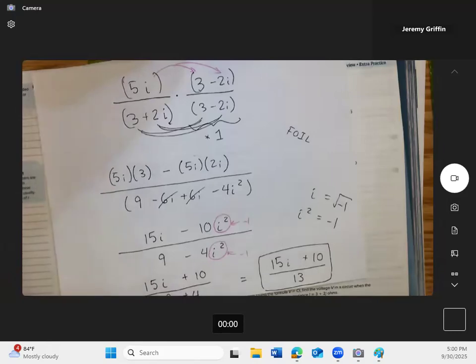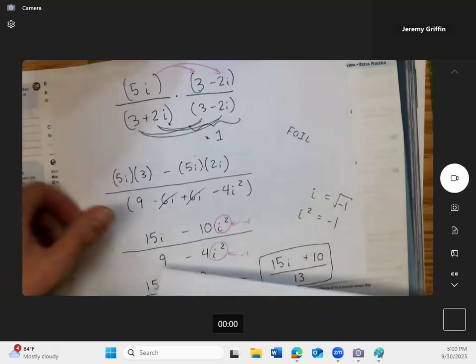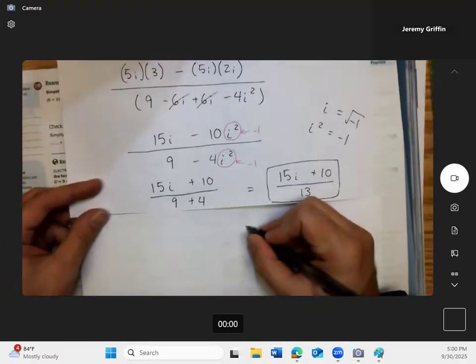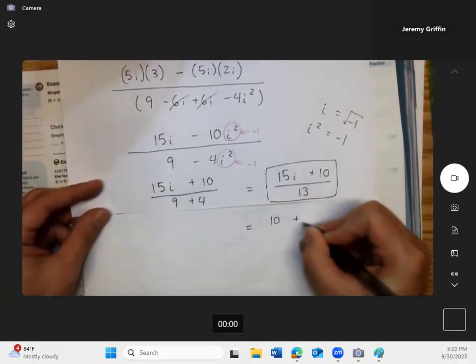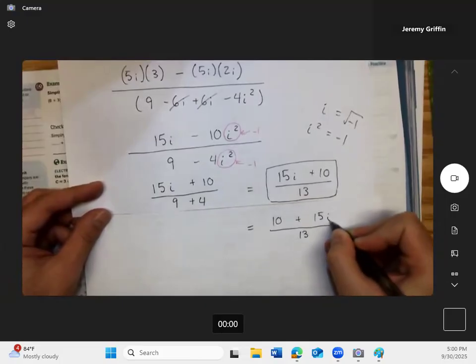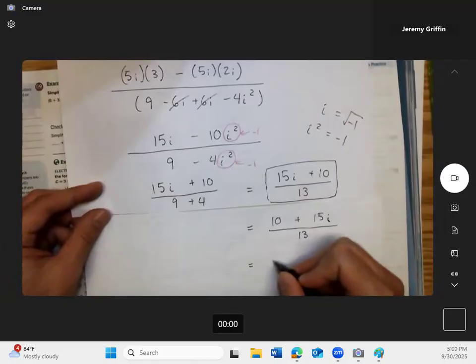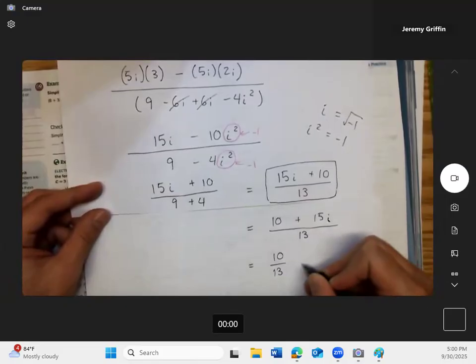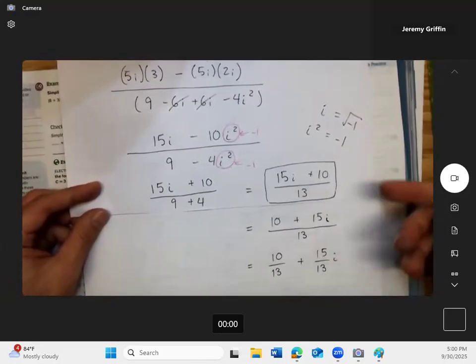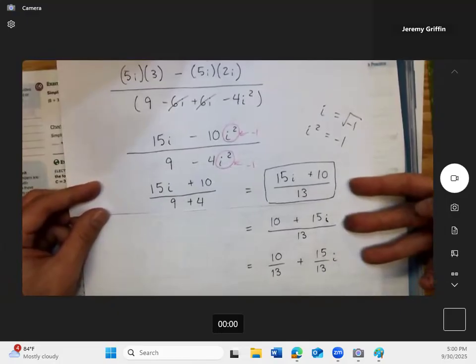Here, I'll write it some other ways. Let's continue it right here. You could also write this as 10 plus 15i, all collectively divided by 13. Or you could split this into separate fractions: 10 over 13, that's the real component, plus 15 over 13 i. So these are all the same thing, and all three of those could be valid.